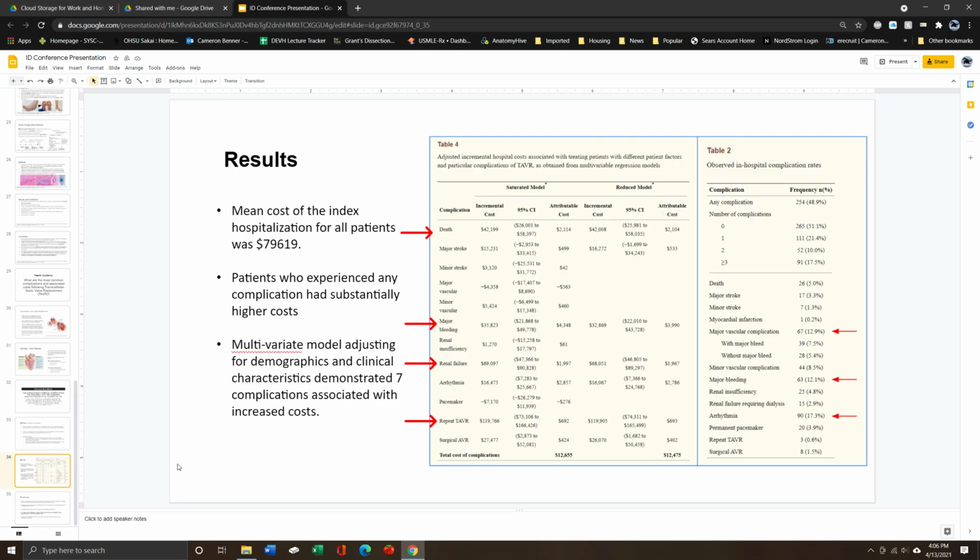So results of the paper showed that the mean cost of the index hospitalization for all patients was almost $80,000, $79,619. Patients who experienced any complication had a substantially higher cost during their hospitalization, and the multivariate model, adjusting for demographics, the clinical characteristics, and these other factors that were identified in univariate investigation, showed 7 complications that were really associated with high increased costs, and these were death, which obviously is very costly for the hospital system, major bleeding, renal failure, and then having to repeat TAVR because you have a failed replacement of the valve.